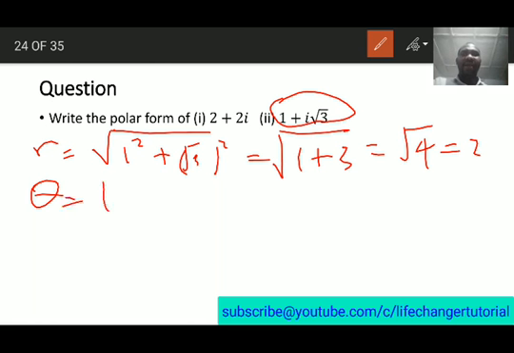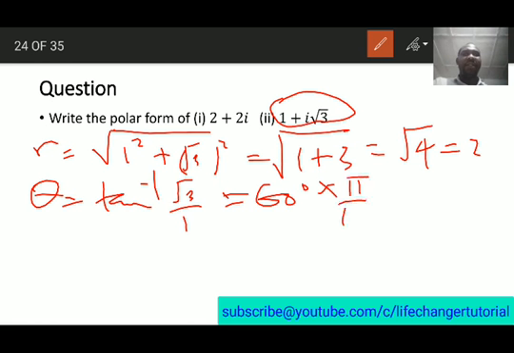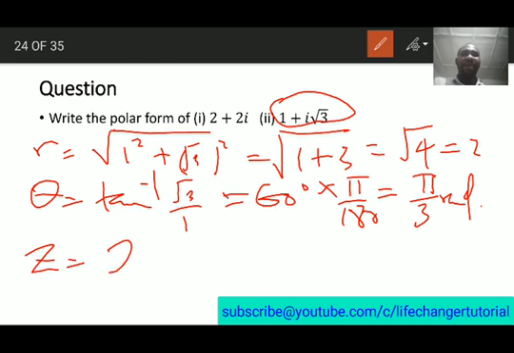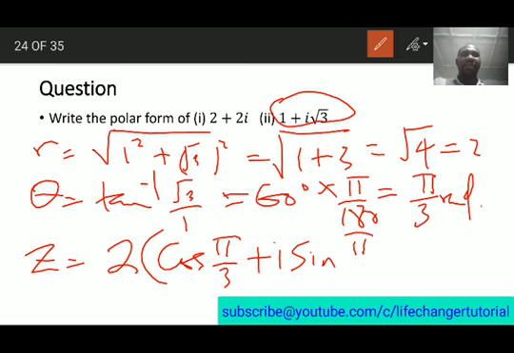Our value for theta will be tan inverse of the imaginary part over the real part. That means root 3 over 1. The imaginary part is root 3, the real part is 1. And tan inverse of root 3 is 60 degrees. If I multiply 60 degrees by pi over 180, that's converting it to radians, it's going to give me pi over 3 radians. So the polar form of that complex number is 2, which is your r, into cos theta, which is cos pi over 3, plus i sin theta, which is sin pi over 3. That gives us the answer to that question.